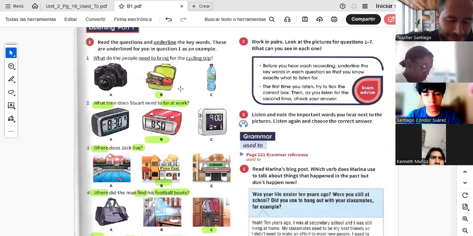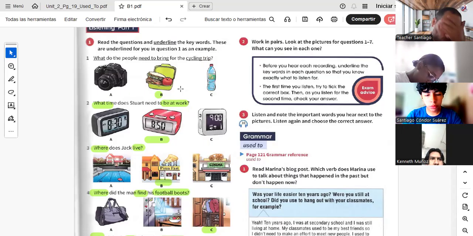Ok, let's listen. Listening. Exercise 3. For each question, choose the correct answer. 1. What do the people need to bring for the cycling trip?